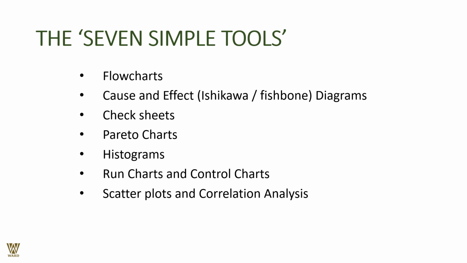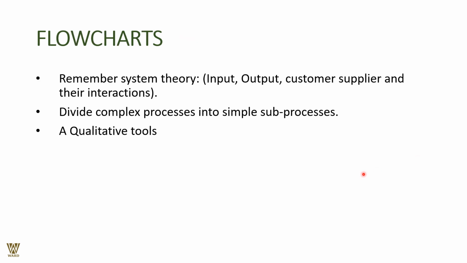The seven simple tools. It's flowchart, the Ishikawa diagrams, the check sheets, the Pareto charts, the histogram, the run charts and control charts, scatter plots, correlation analysis. We'll discuss each one of them, right? So here we go with flowchart. Remember the system theory. System theory is what comes in and what goes out. In between are the processes that come around it.